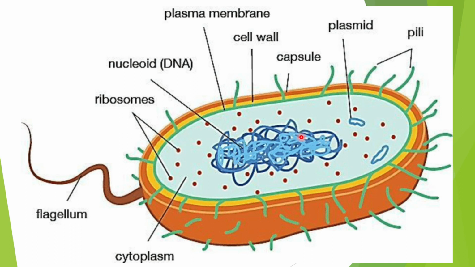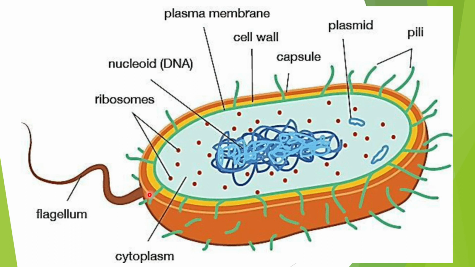Then coming to the nucleoid, we know that bacteria have no nucleus, and there is no nuclear membrane or nucleolus. The nucleoid has DNA with up to 3500 genes, and the DNA is circular. Plasmids are small circular DNA with 5 to 100 genes.